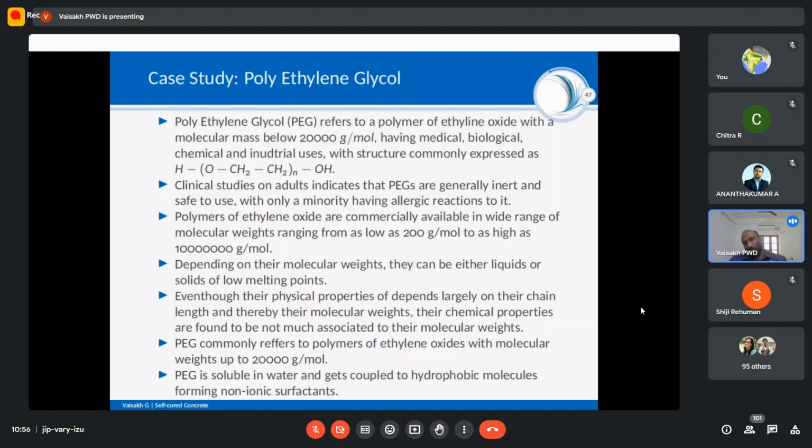to use PEGs of lower expense, which are mostly available. This can be either liquids or pellets. But the physical properties depend on their length. Their chemical properties are found not to be much associated with their molecular weights. So, irrespective of the molecular weights, we can actually use them for curing concrete.